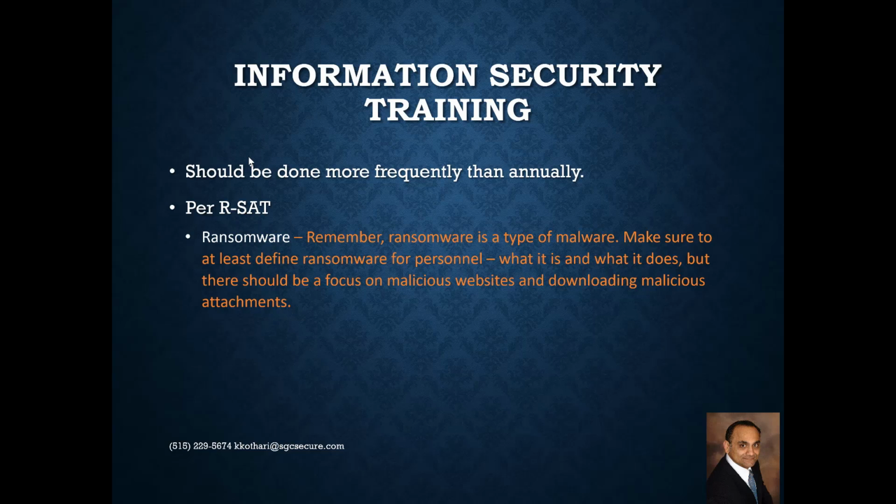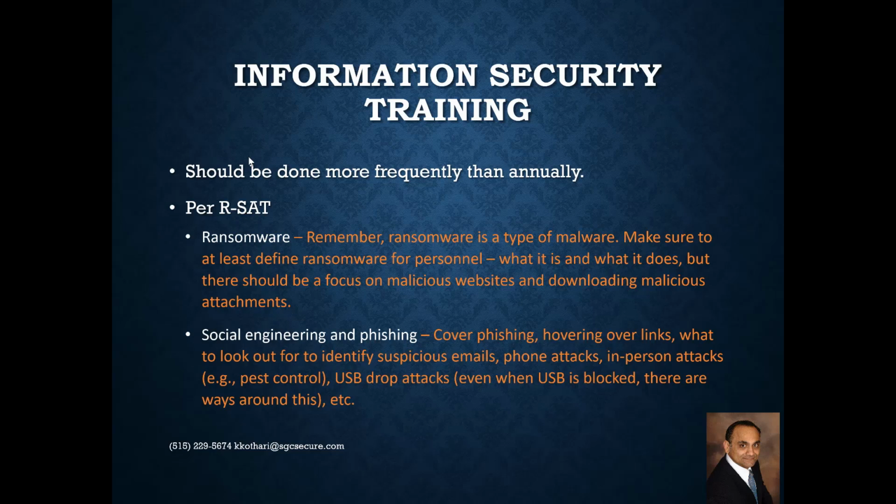So ransomware. And so remember, ransomware is a type of malware. Our belief is that you should at least define ransomware for employees, what it is and what it does. But there should be a focus, again, on malicious websites and downloading of malicious attachments. The Ransomware Self Assessment Tool also asks that you include social engineering and phishing, which is the primary method of distributing malware. So your employees' security training program should cover phishing. It should cover hovering over links in order to determine if they're going to some malicious site or an unknown site, as well as what to look out for to identify suspicious emails.